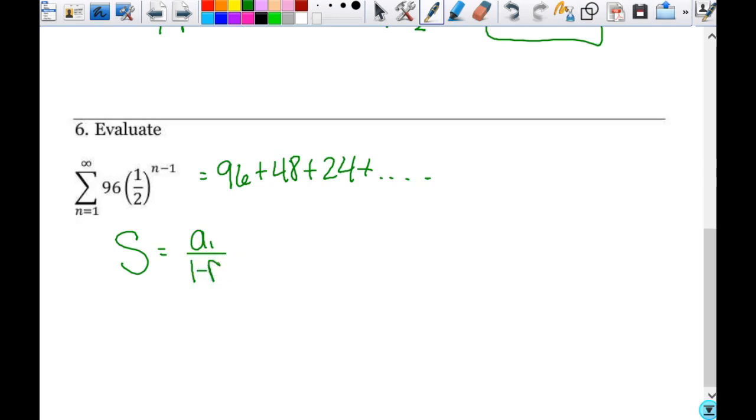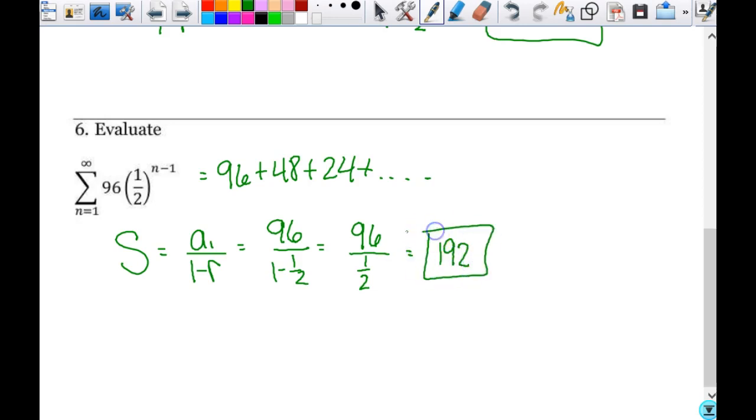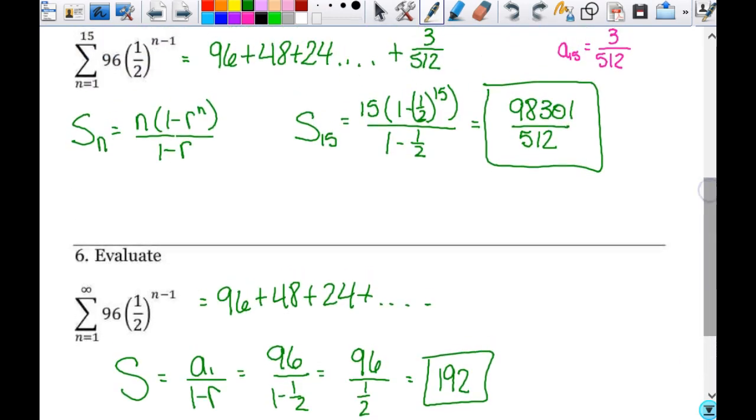These are usually pretty simple. The first term is 96 over 1 minus 1/2. What's 1 minus 1/2? 1/2. What is 96 divided by 1/2 really? What do you do? Multiply. It's 96 times 2, and that gives you 192. Okay. Here, even though we didn't need it, we can find it. Here, we can't find the last term. You don't have to have the last term for the arithmetic because you could use the other formula, but sometimes it's just easier to know one formula and do it that way.